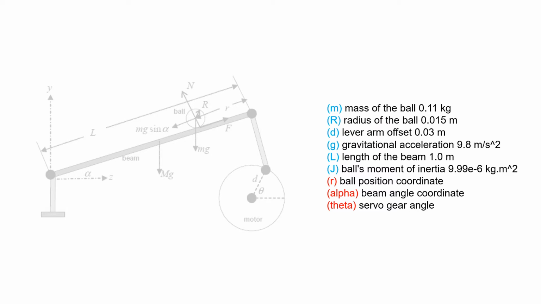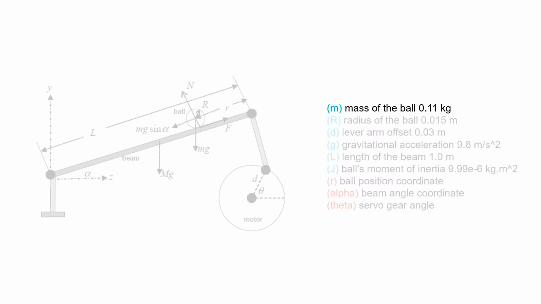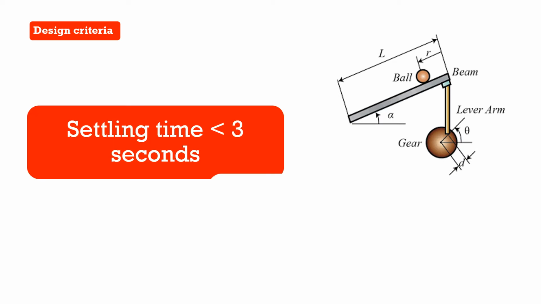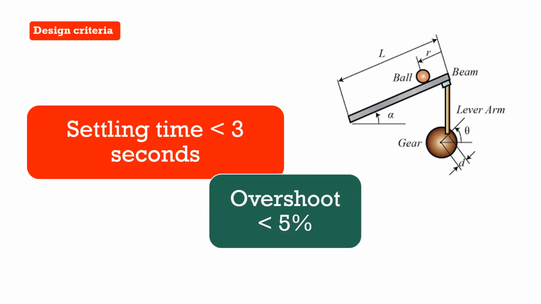These are the system parameters, where small m is the mass of the ball, capital R is the radius of the ball, D is the lever arm offset, G is the gravitational acceleration, L is the length of the beam, J is the ball's moment of inertia, small r is the ball position coordinate, alpha is the beam angle coordinate, theta being the servo gear angle. There are some design criteria for this. Settling time should be less than 3 seconds and the overshoot should be less than 5%.